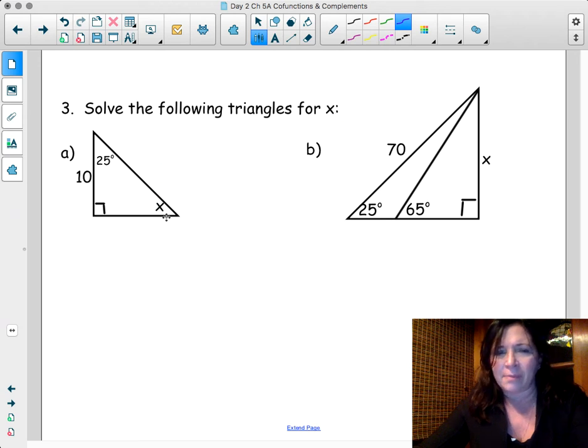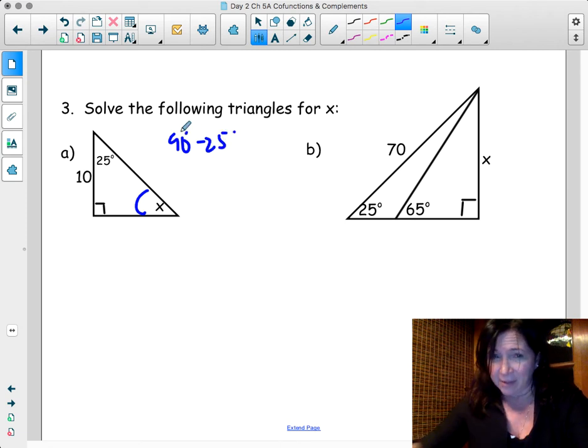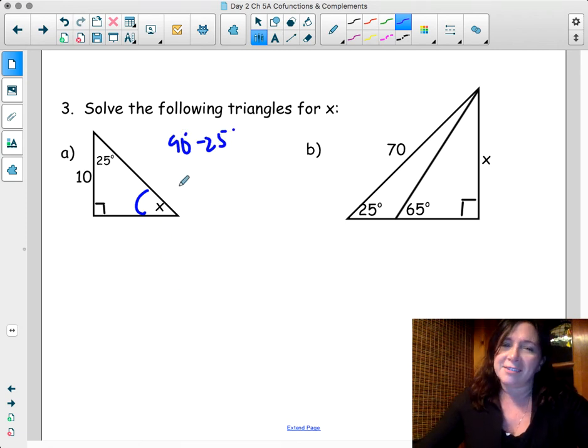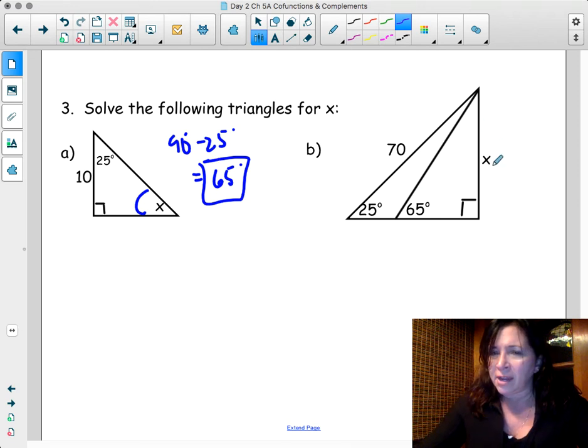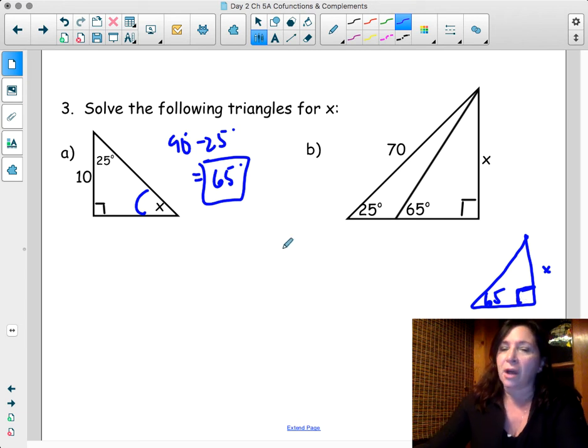For this problem, x is just 90 minus 25. So I think they were trying to say solve the triangle and find x. But 90 minus 25 is going to be 65 degrees, and so that would be it. For this one, though, you're trying to find x, which is the height. If you were to split these triangles up, you would have this one, which was 65 and x. But in order to find x, you actually need an additional side.